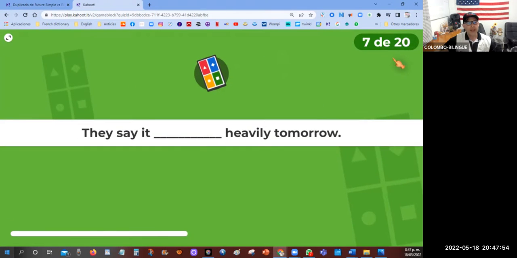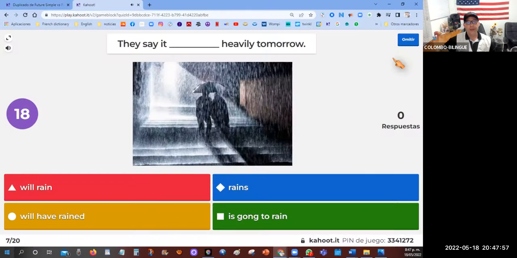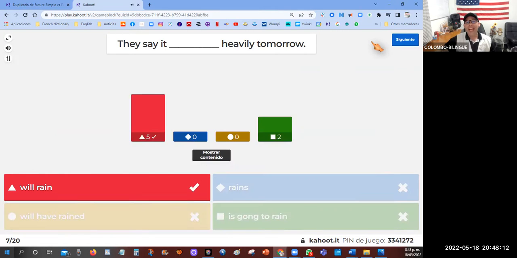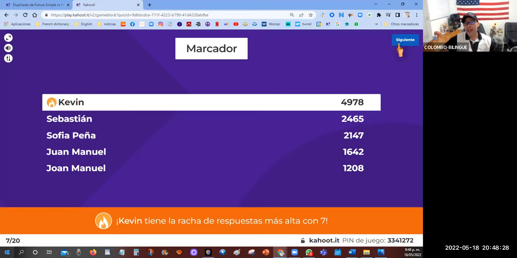Next one is number 7. What do you think is the right one? Take your time. Now it's time to go quickly. Now time's getting over. Go, go, go. Excellent. They say it will rain heavily tomorrow. That's not sure. Tomorrow is the future, and it's a prediction. It's will. Obviously, they say it will rain tomorrow. I'm not so sure. Okay, good. Next one, Kevin, Sophie, Juanma.